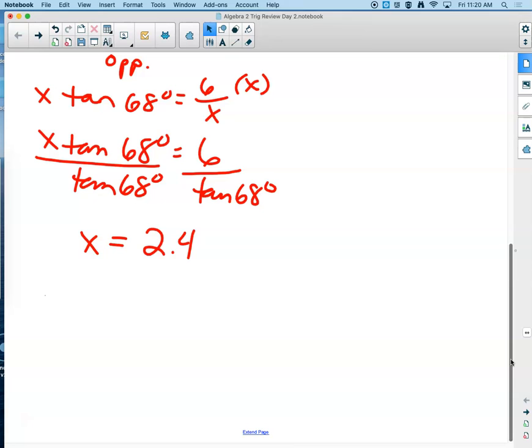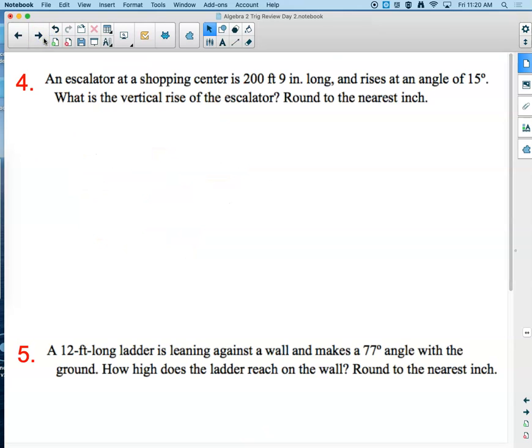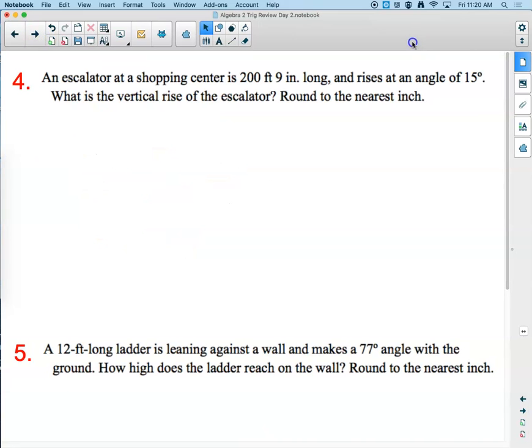So, using SOHCAHTOA to find missing information. That's not going to stop as we turn the page. We've got a couple of word problems. And one of the big things you should have learned in geometry was, if you don't know where to start, draw a picture. Draw a picture, you can usually figure out what's going on.